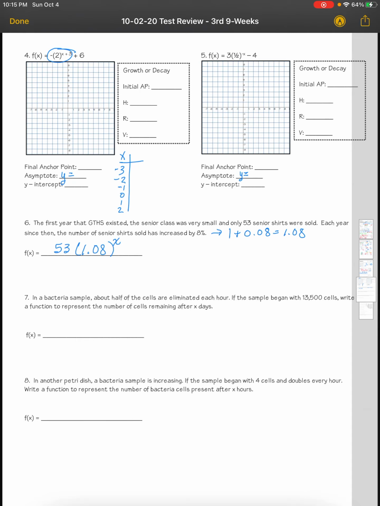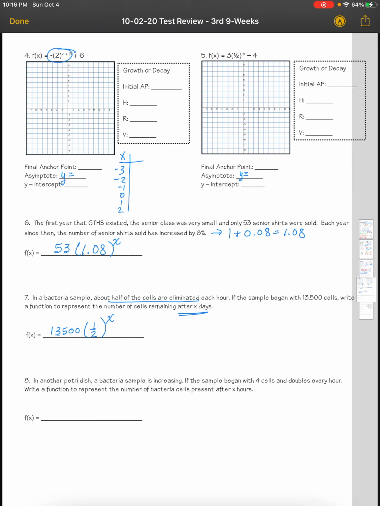In a bacteria sample, about half of the cells are eliminated. So we got half of the cells being eliminated. It began with 13,500, so that would be my initial value. Half of them are eliminated, so it's time 1/2. We do not know the time. So if the sample began with 13,500 cells, write a function to represent the number of cells remaining after x days. So we do not know the time.